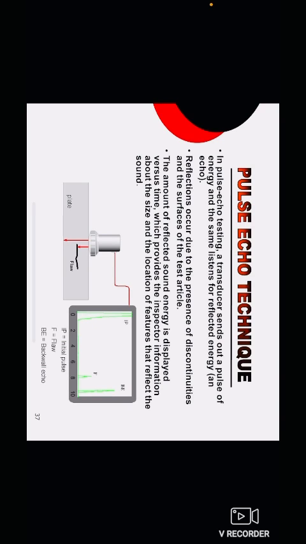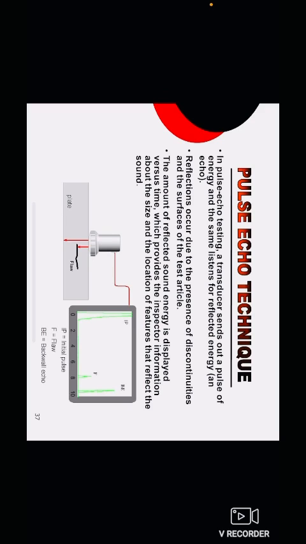Pulse echo technique. In the pulse echo technique, a transducer sends out a pulse of energy and the same transducer receives the reflected energy, which is an echo. Reflection occurs due to the presence of a discontinuity in the test article. The amount of reflected sound energy is displayed versus time, which provides the inspector information about the size and the location of features that reflect the sound.